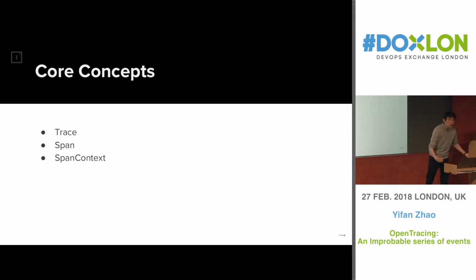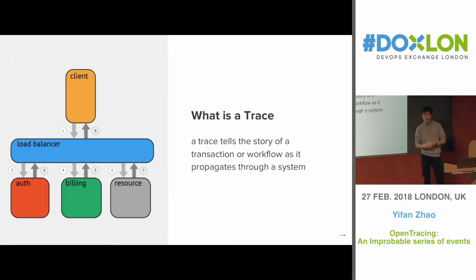So, OpenTracing is actually fairly simple. There are very few core concepts, which I will walk through in the next few slides, and these include the top-level trace, spans, and the span context. To start with, what is a trace? A trace tells you the story of a transaction or workflow as it propagates through a system, whether it's a Kubernetes system or a fairly complex single-binary large process.